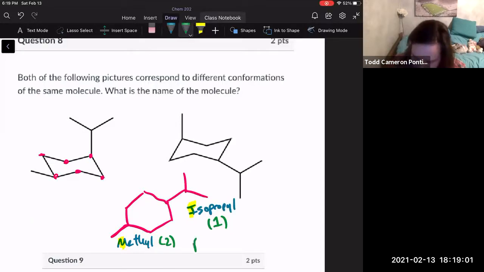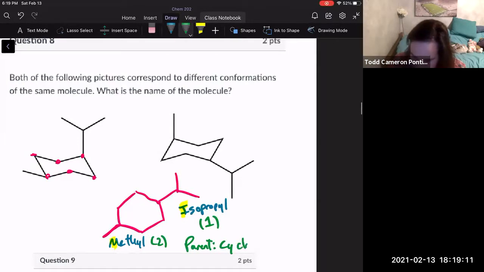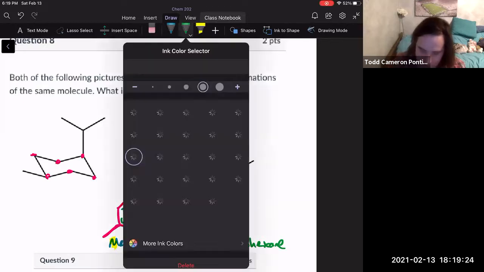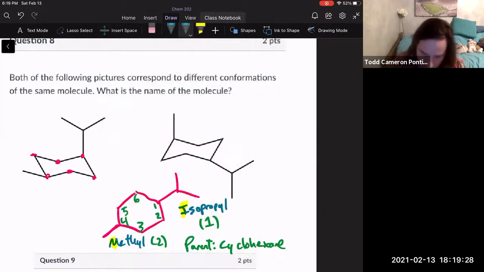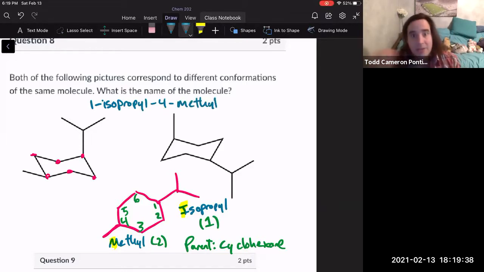And the parent name is just going to be cyclohexane. Okay, so the full name, let's number these. 1, 2, 3, 4, 5, 6. So the full name then is going to be 1-isopropyl-4-methyl. And remember, we're going to put dashes in to offset these, and then we're going to go right into the parent name, cyclohexane. 1-isopropyl-4-methylcyclohexane. Okay.